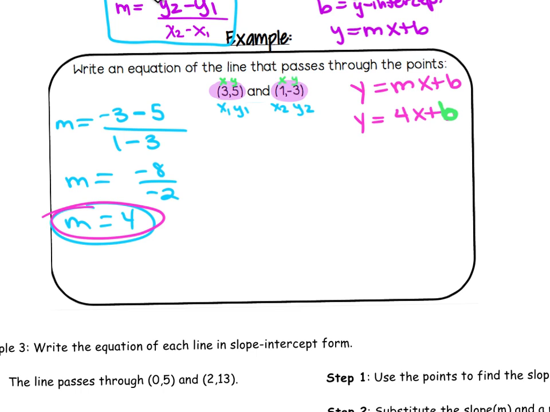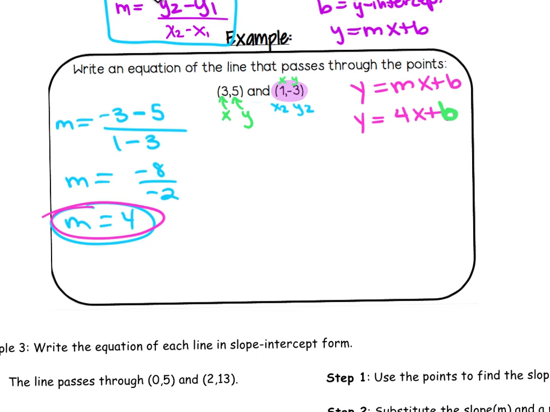They both represent x and y. I don't like to use negatives, so I'm going to use this point and plug in for my x and y. There's x, there's y. We need to use a point, plug it into our equation.